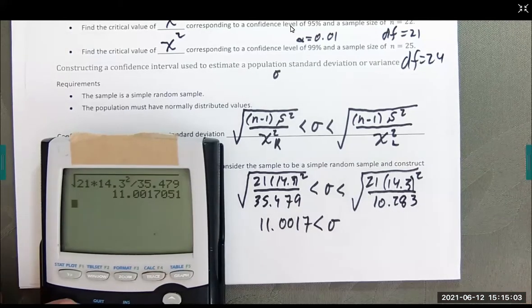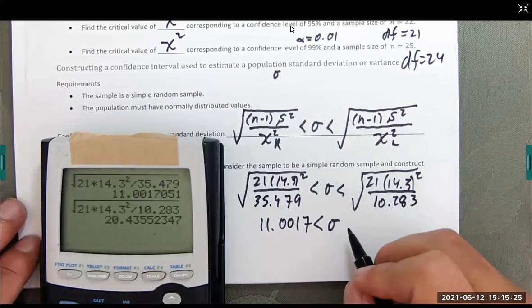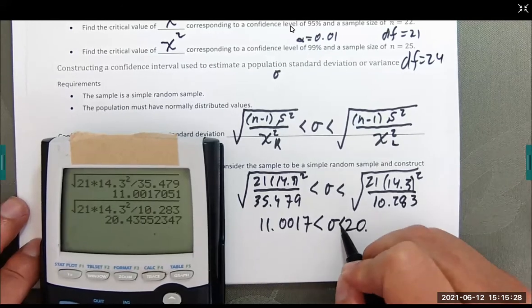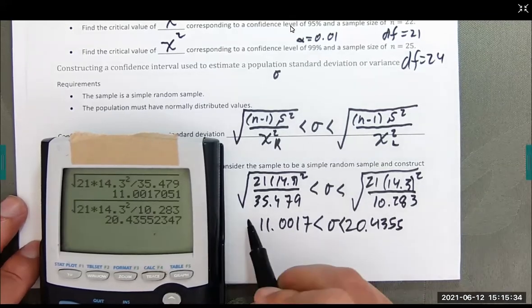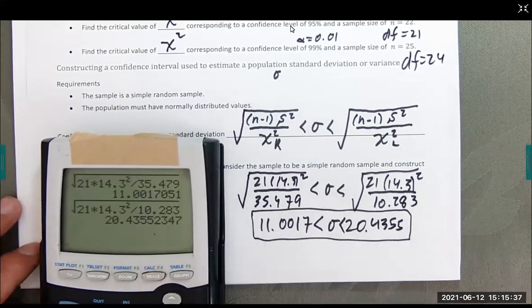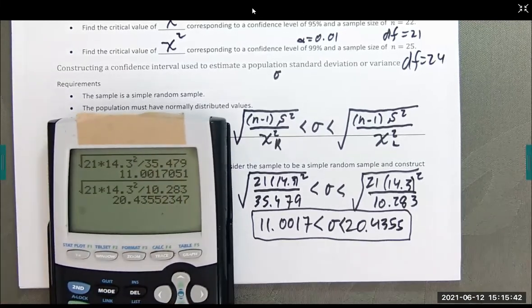And once again, square root of 21 times 14.3 squared divided by 10.283. Again, your calculator may work differently than mine. You may need to add parentheses or something like that. And that gives us here 20.4355. And there is our confidence interval for our sigma. This one, there's no magical thing in the calculator that we can do. We actually have to do it by hand, unfortunately.